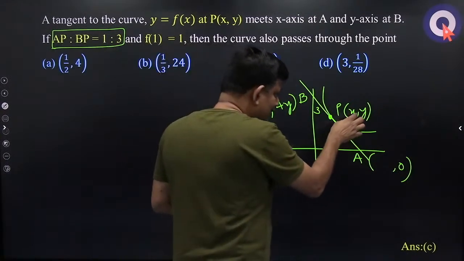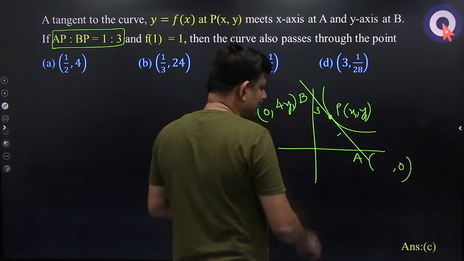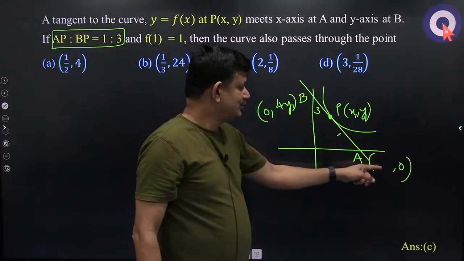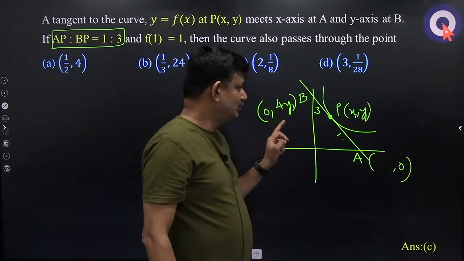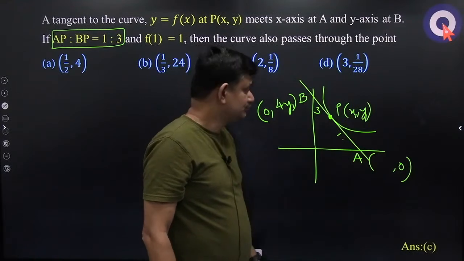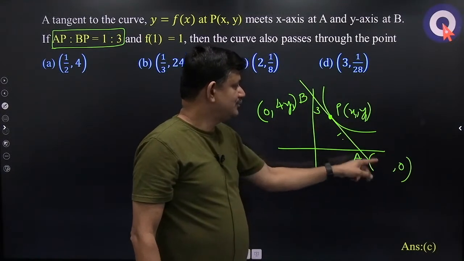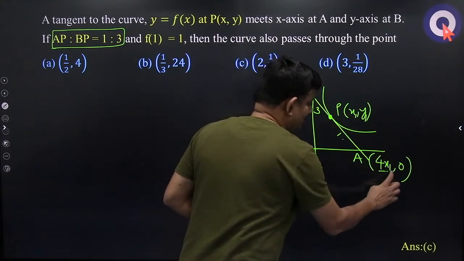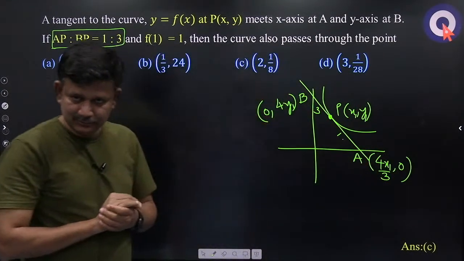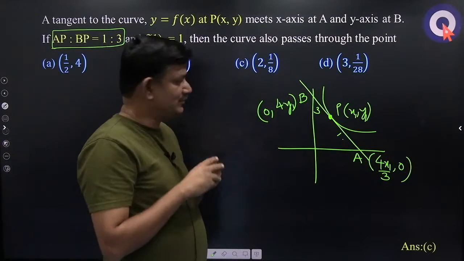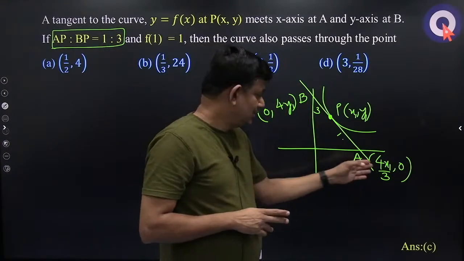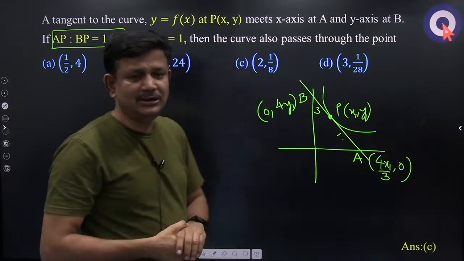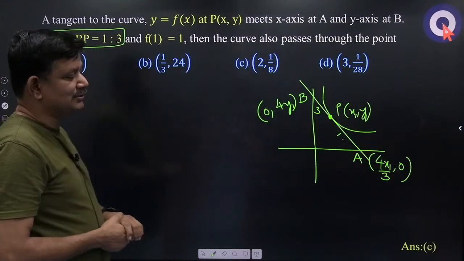To avoid confusion, I will call this point x1, y1, so this will be y1. Similarly, 3 times of this point plus 0 by 4 is x1. So 3 times of this point is 4x1, this will be 4x1 by 3. I am not using anything other than the section formula. You can happily apply your section formula. Call this point 0 comma b, call this point a comma 0, apply section formula, get the values of a and b. You will get 4y1 and 4x1 by 3.